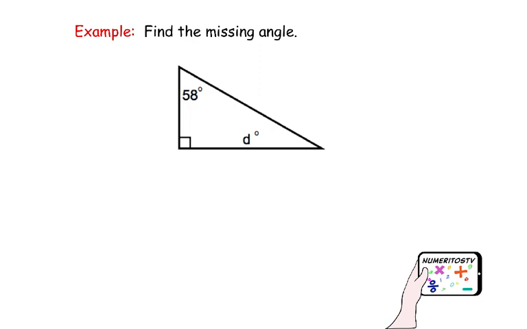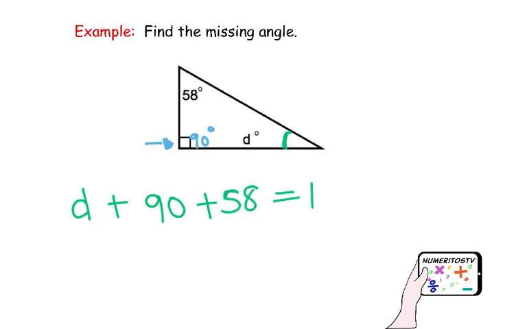What about this one? Find the missing angle. We can see that we have a right triangle. This little square means a 90-degree angle. So this triangle is a right triangle. So I'm going to use the same theorem. I want to solve for angle D. That's the missing angle. So D plus 90 plus 58 must be equal to 180.